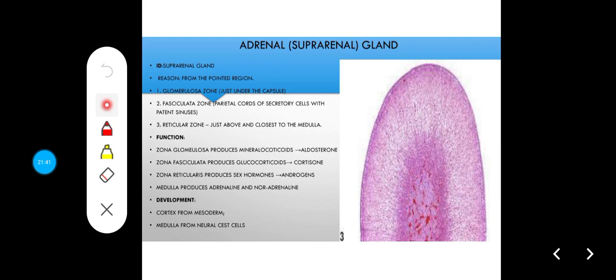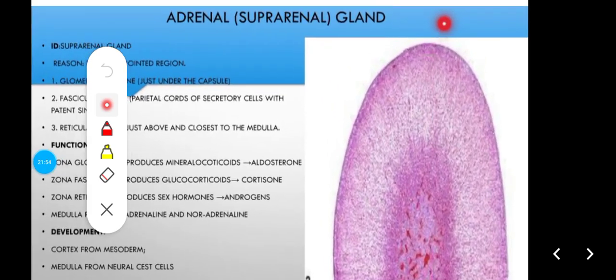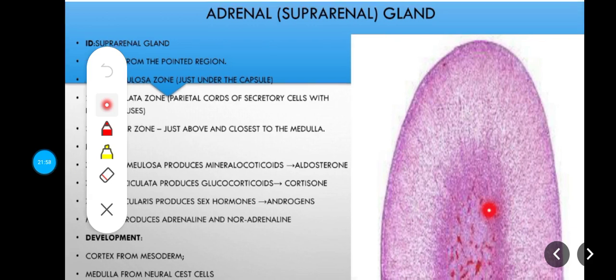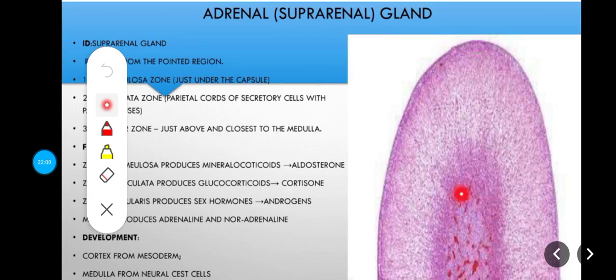Then the development of the adrenal gland. The cortex develops from mesoderm, while the medulla develops from neural crest cells. So while looking at the slide of the adrenal gland, it appears very distinct because the gland is made up of two layers, the cortex and the medulla.